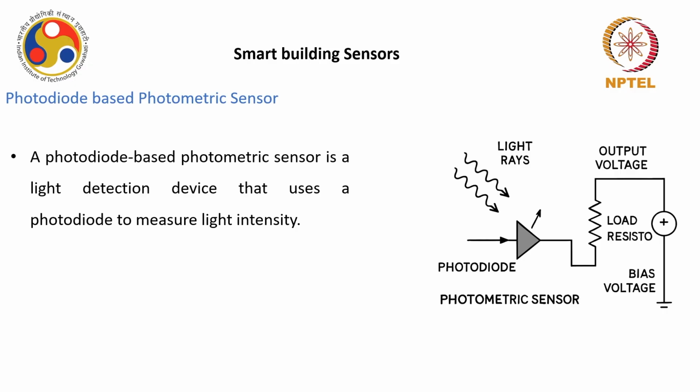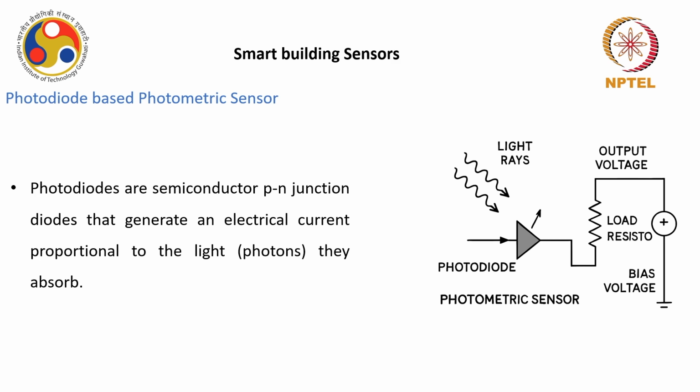Now, as I have already defined a photometric sensor, let us see a photometric sensor which is based on a photodiode. A photodiode based photometric sensor is a light detecting device that uses a photodiode to measure light intensity. We are discussing this photodiode based photometric sensor. We may not have time to discuss a phototransistor based device or an LDR based photometric sensor, but the essence of all these photometric sensors remains the same.